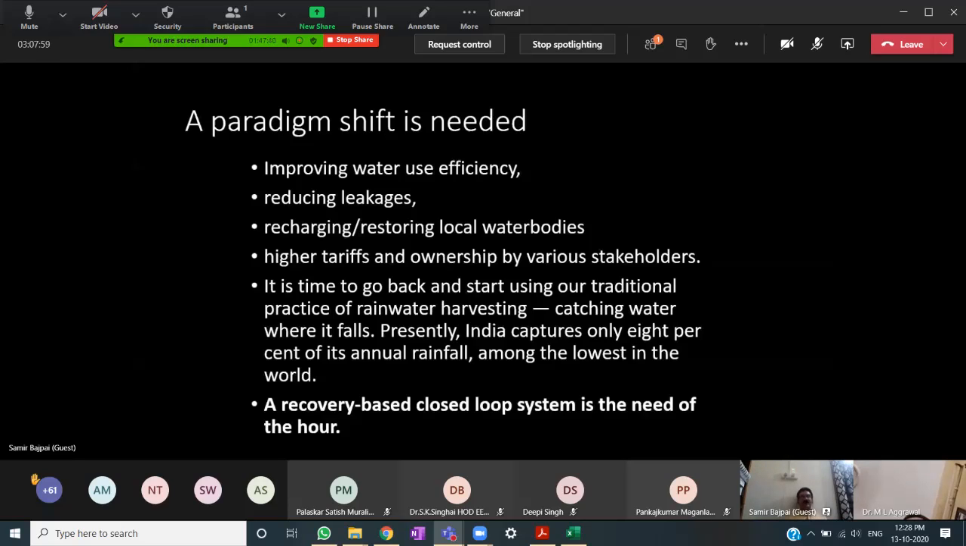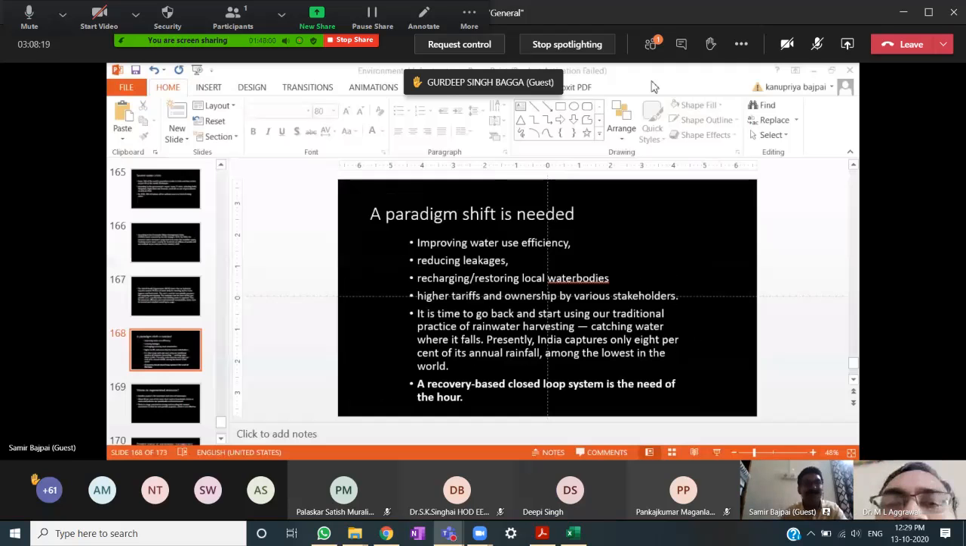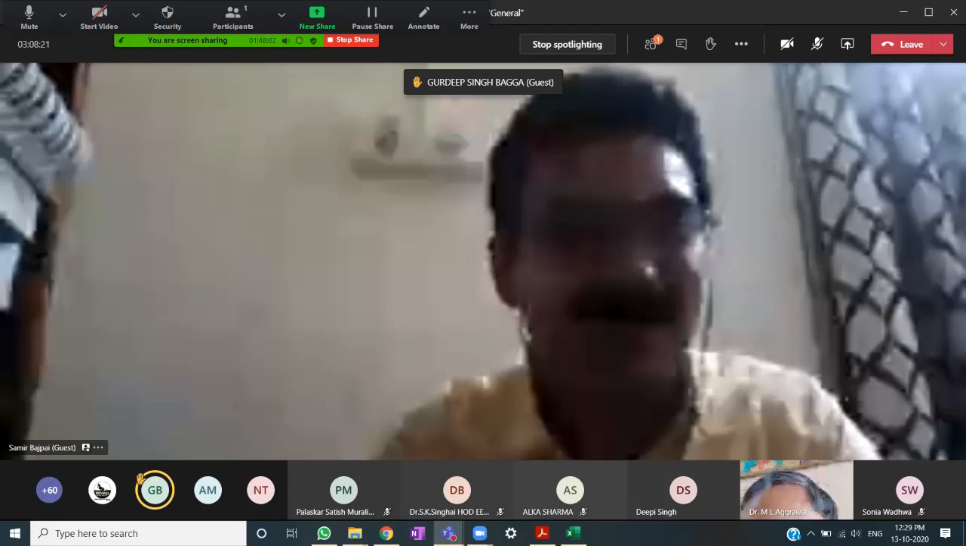I think 5 minutes, if Agrawal sir permits me, then we can have 5 minutes for question and answer. If you have any queries, any questions. Yeah, sure. We can have some interaction. Some interaction is required. So I'll stop presenting and we can interact one-to-one. Yes, Bagga sahab, what are you asking?